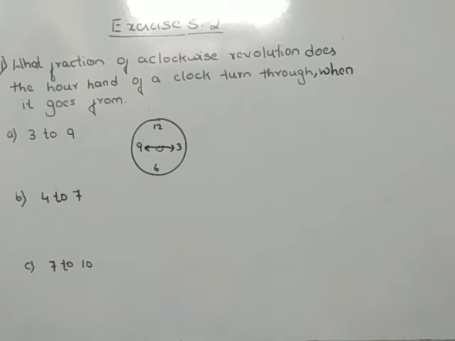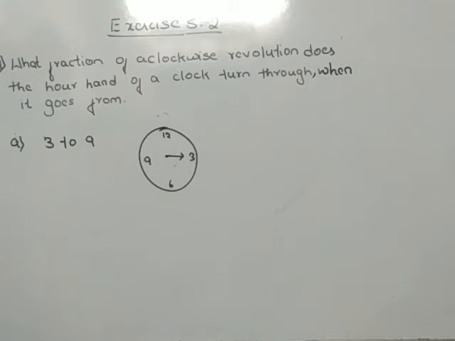We'll solve exercise 5.2. What fraction of a clockwise revolution does the hour hand of a clock turn through when it goes from? Here first we'll understand what they have given in the question. First we need to understand what the question says.